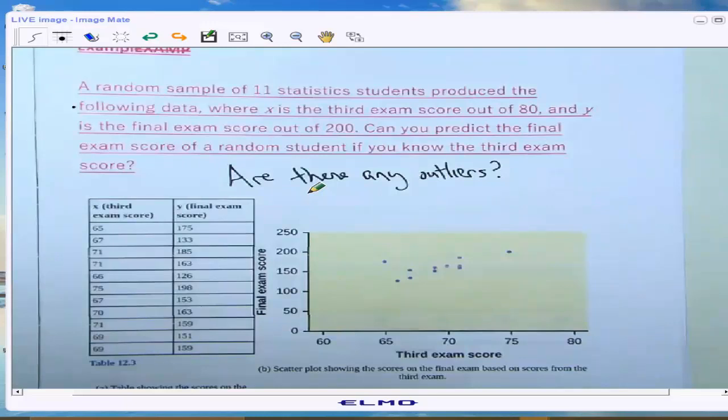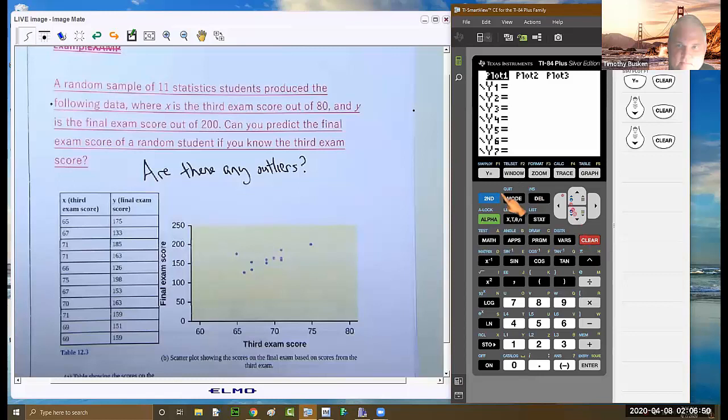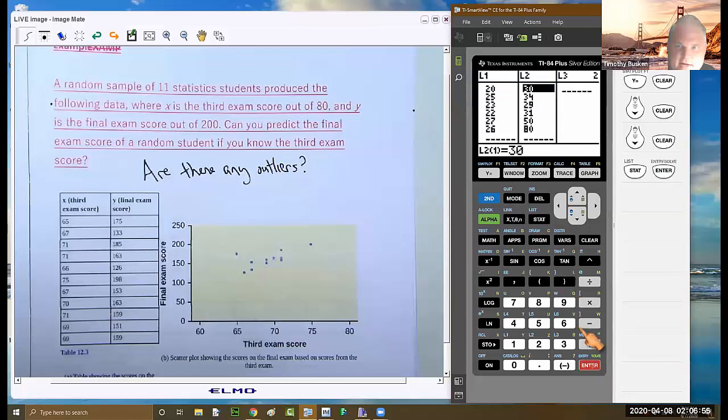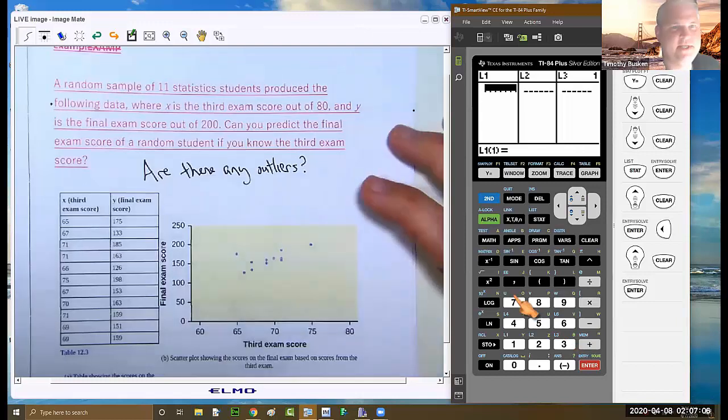Okay, so first thing we need to do is enter that data into the calculator. I'm going to click on Y equals and make sure that everything's cleared out of there. Make sure you've got all your functions cleared out. Okay, that's good. And then I'm going to enter my data. I've got to clear out my lists here. All right, so let me zoom in. Maybe you can see the data a little bit better.